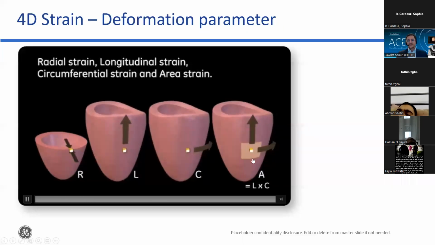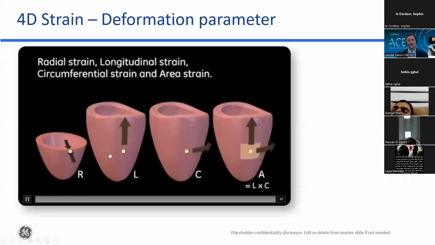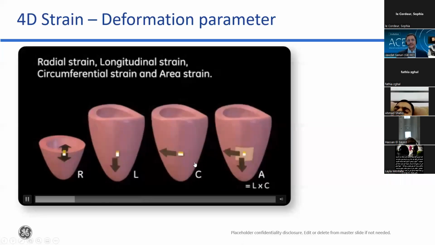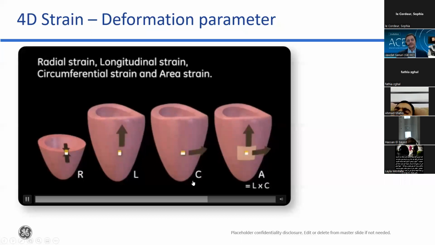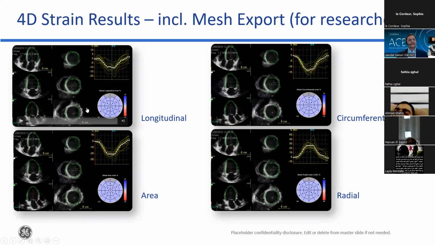We also have one more piece of information, which is called area strain, which is basically a combination or summation of both longitudinal and circumferential strain. And you can see that when you are trying to do the 4D strain, if you ever try it, there's a button called area strain, which actually gives you the area of the segment strain. So here, longitudinal, hopefully these loops will play.